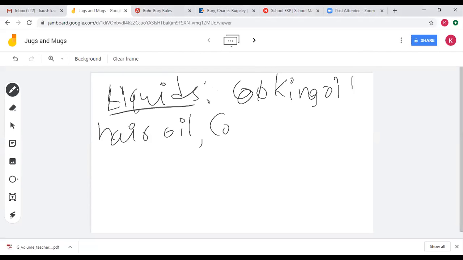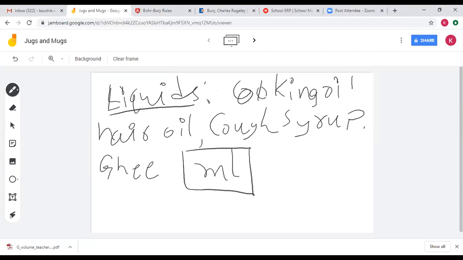So your cough syrup, then ghee. In your ghee also it is written as liquid only. You will see at your home, if you have a container of ghee, either the pouch or the dabba, that is called a container. In that container you will see that it is written ml, not kg or gram. Why? Because there is a difference. We will discuss that. Yes, you have to write all this in your notebook.